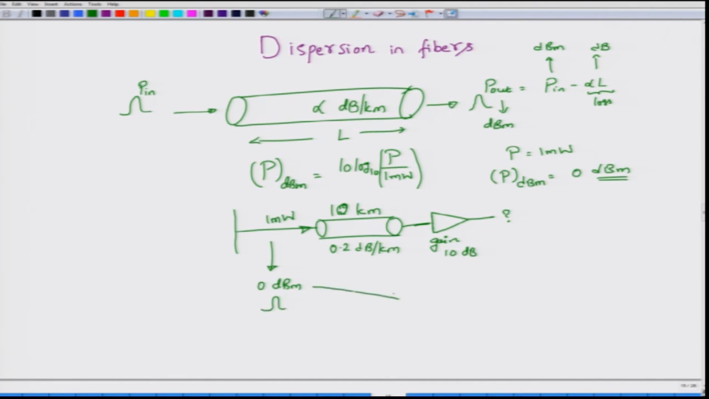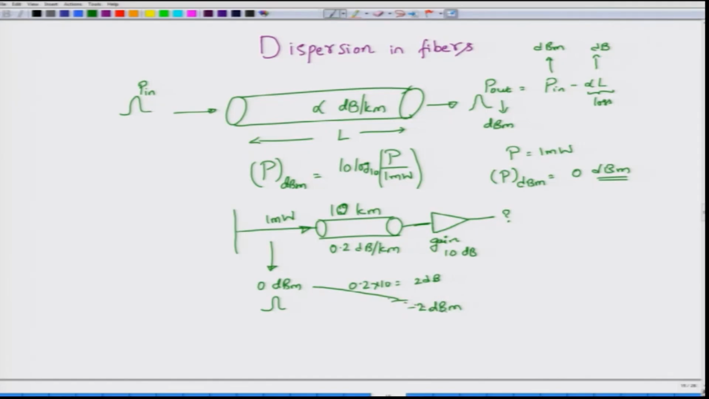The total loss it suffers will be 0.2 into 10, which is 2 dB. Note that kilometer has cancelled out. So, you started off with 0 dBm, the power at the output of the fiber will be minus 2 dBm, not dB but dBm, and then you have a gain here.